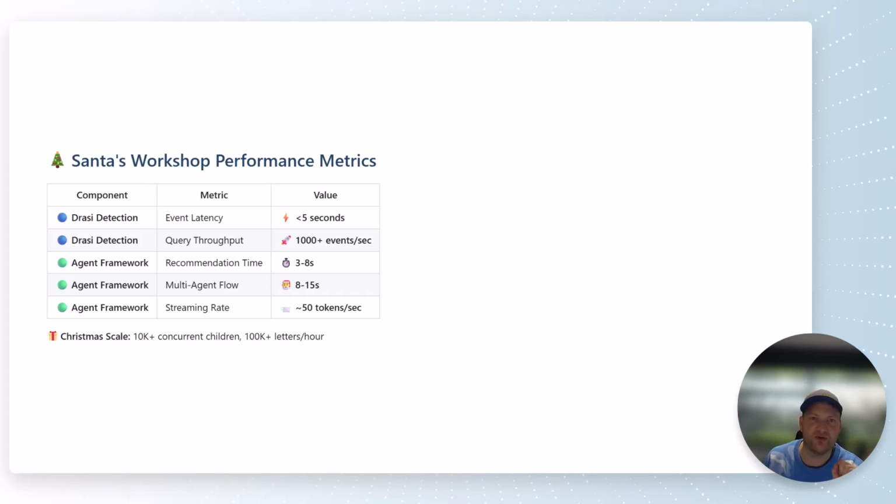So if we were to do this at scale, the architecture could handle 10,000 concurrent children with over 100k letters per hour. I think the streaming rate means that users can really see responses token by token without needing to wait for the whole answer as well. So you can work out how much this would cost you at the scale that you would need if you were to expand this out.